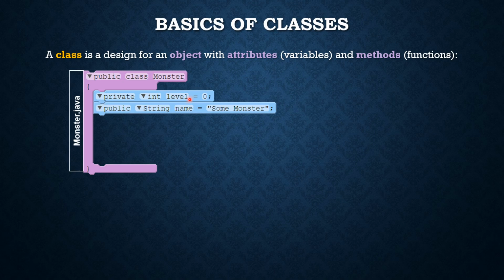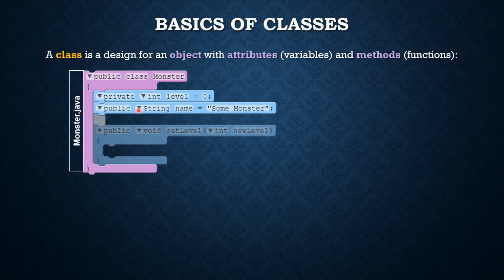The first one is int level and the second one is string name, and these variables are called instance variables or class variables because they are defined not within a method but within the class, and their scope is limited to the entire class, which is between these two curly braces.